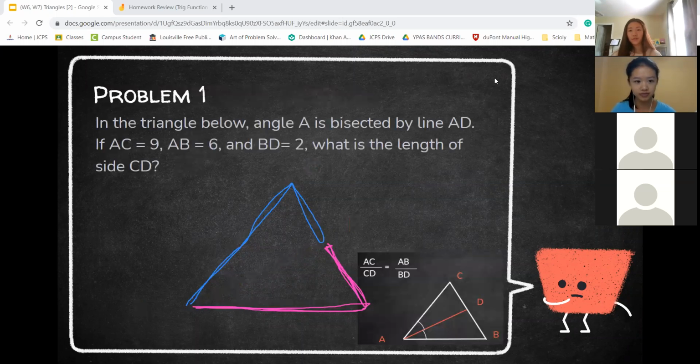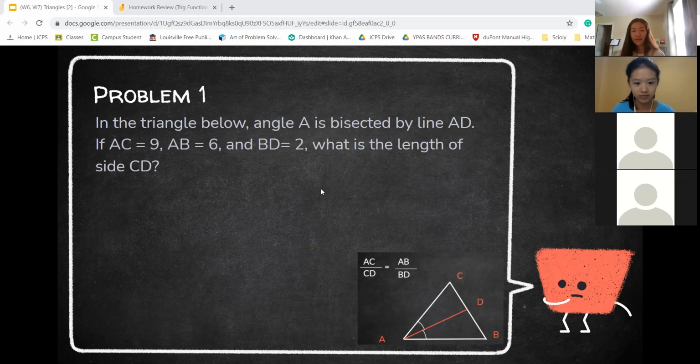The first problem that we're going to do is: in the triangle below, the one you just looked at, angle A is bisected by line AD. If AC equals 9, AB equals 6, and BD equals 2, what is the length of side CD? For your convenience, since I'm so nice, I'm going to label these: 9, 6, 2. Now try to find this length.